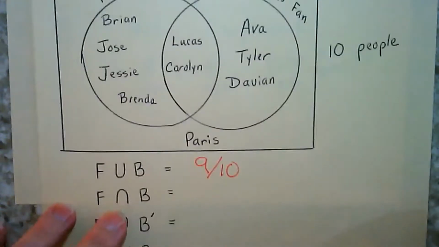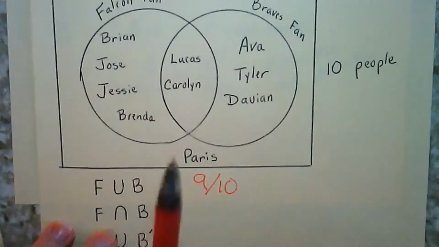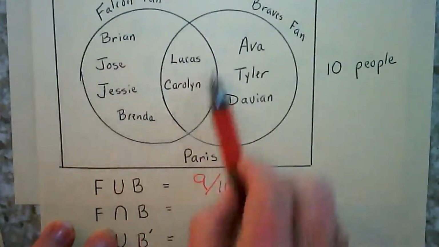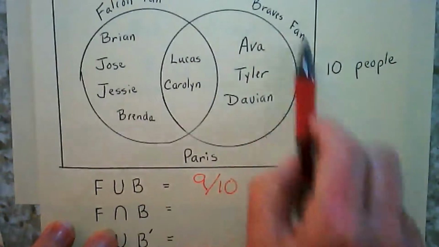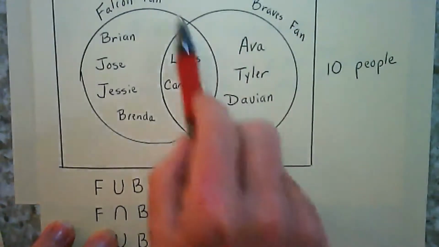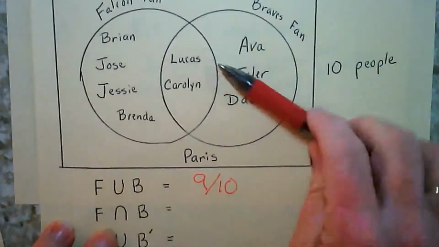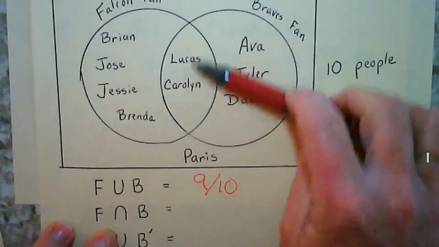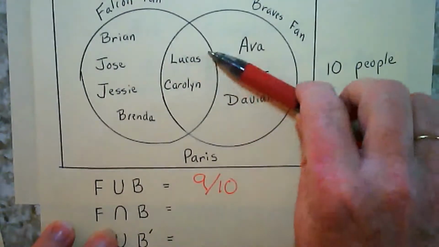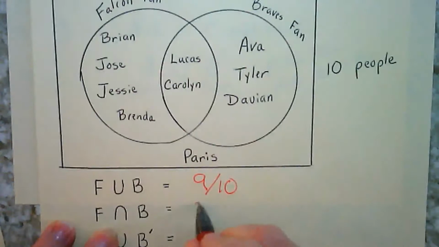Now, what about the intersection? In order to be in the intersection, you have to be a Falcon fan and you have to be a Braves fan. How many people are both Falcon fans and Braves fans? That is this intersecting part. There are only 2, Lucas and Carolyn. So 2 out of 10, or 1 out of 5.